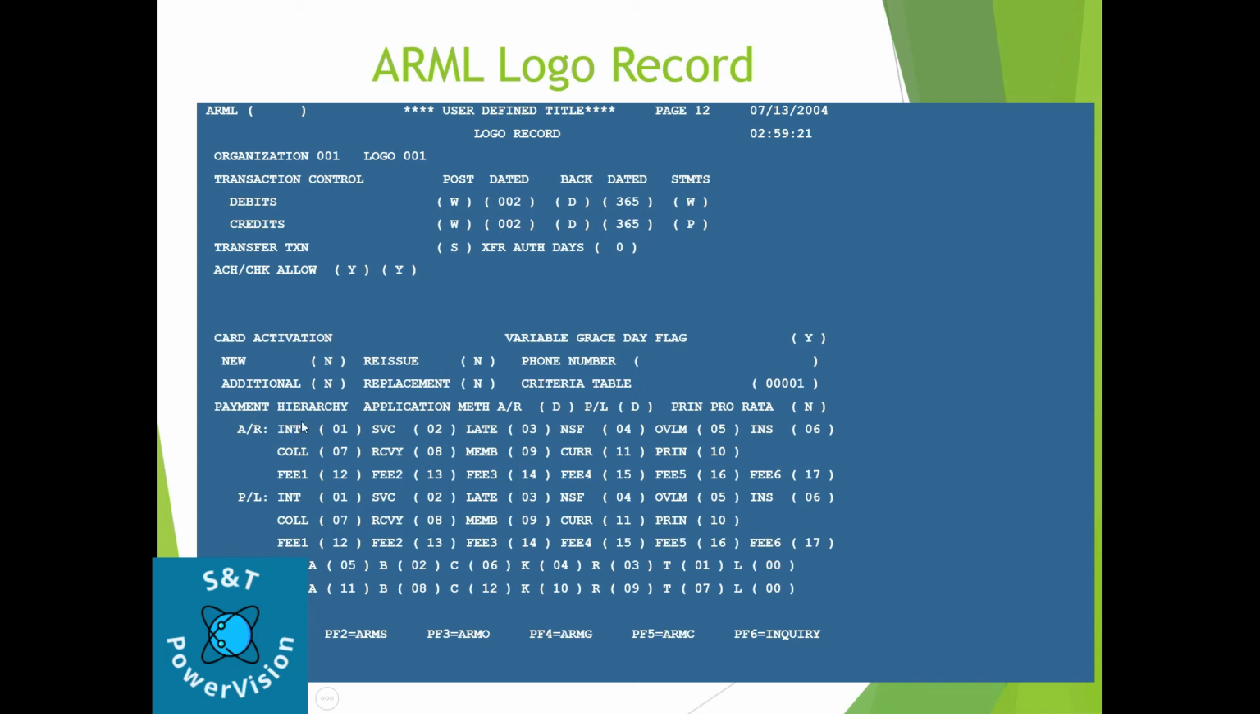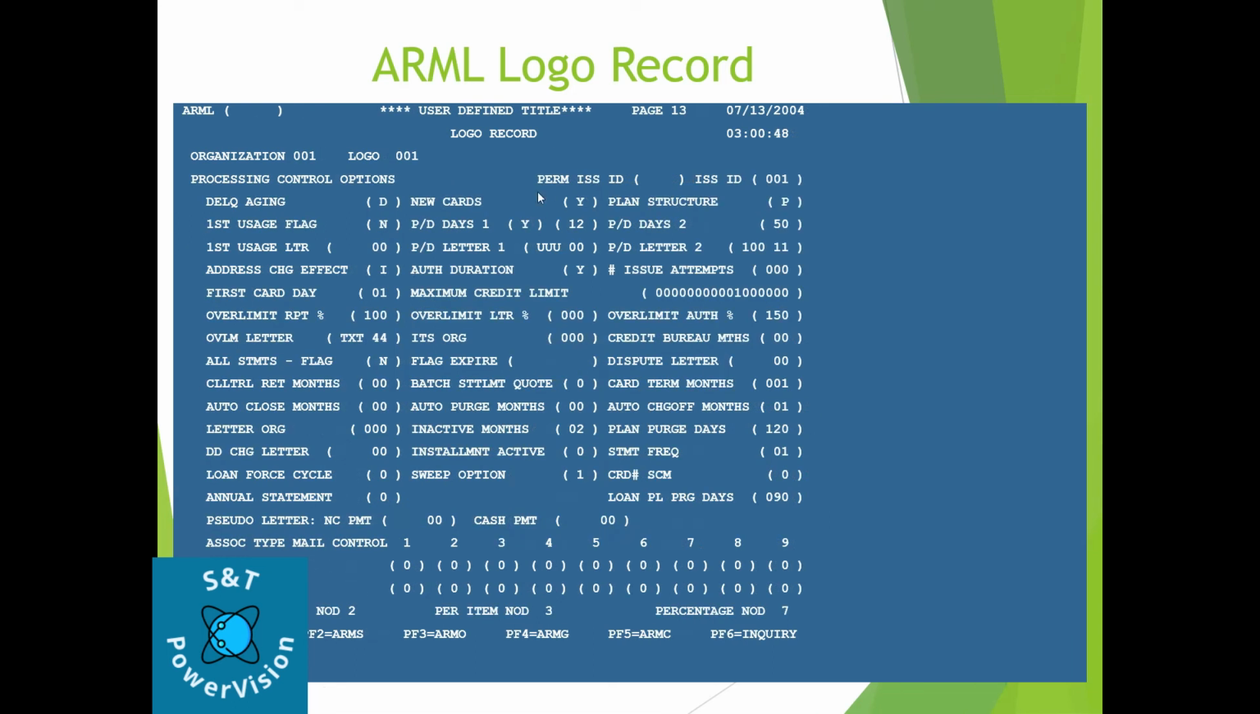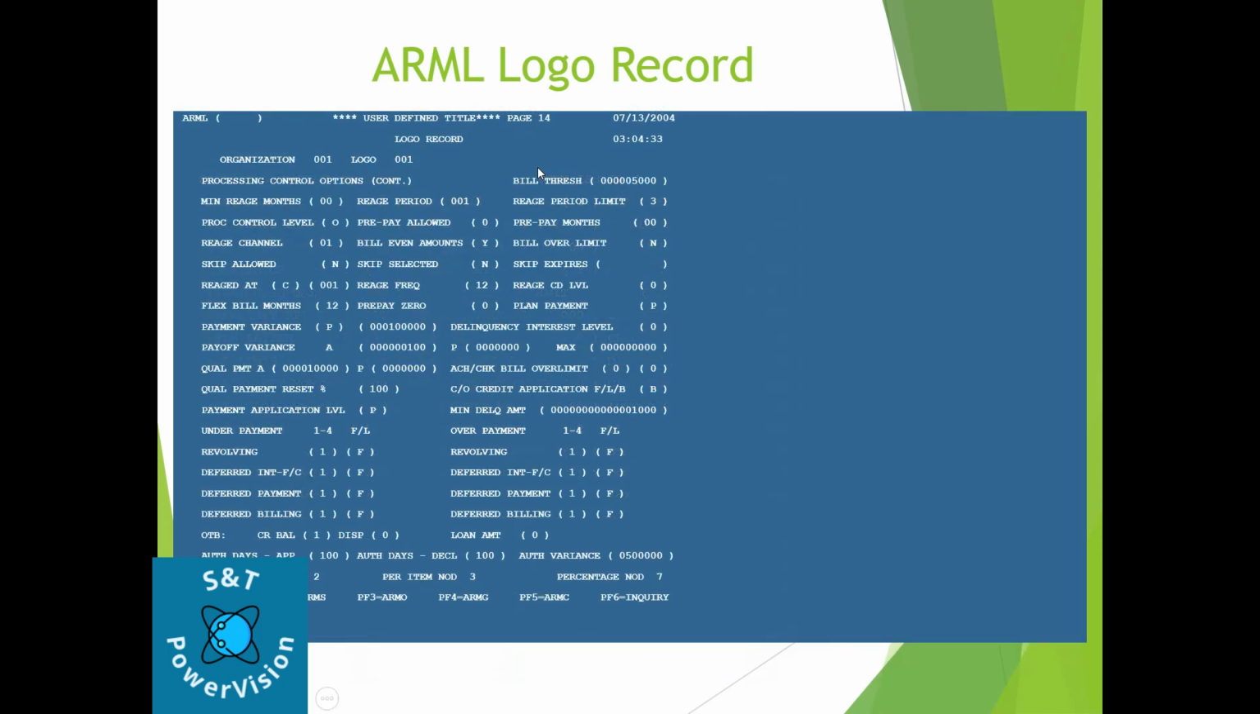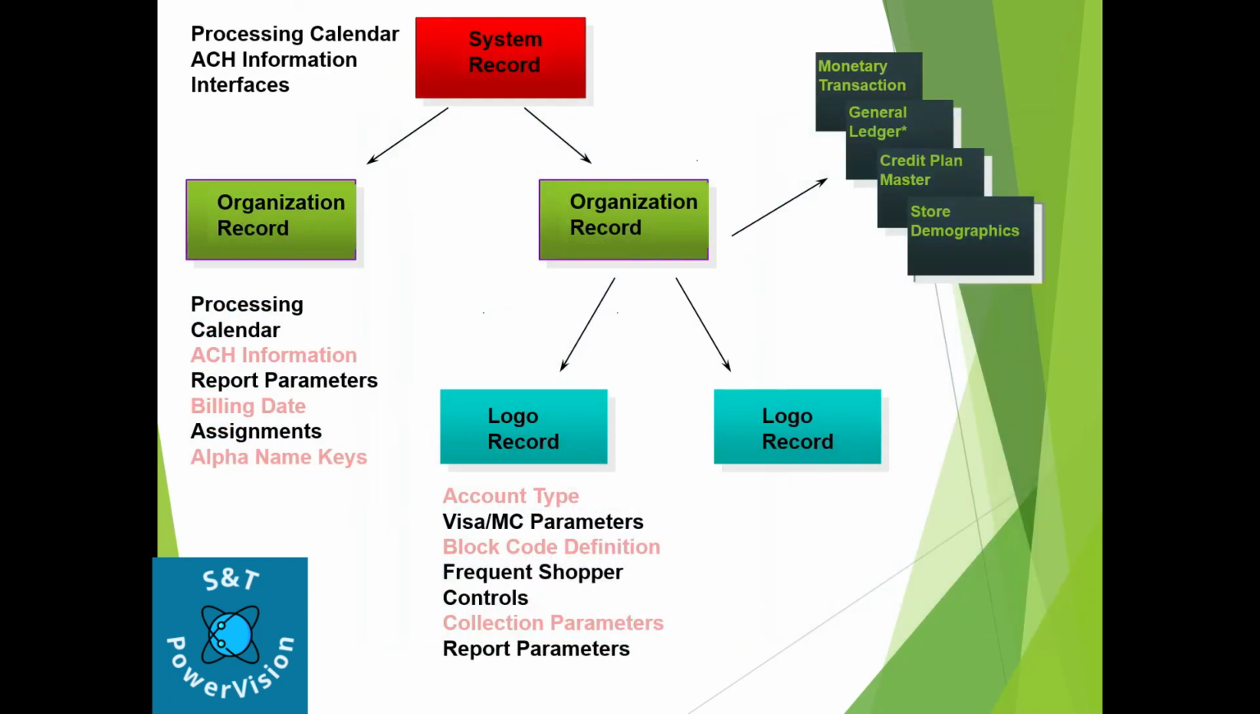Now here is the payment hierarchy. Suppose a customer has made a payment, then how it will be distributed, what the different components are and what their priority is will be defined here. As I said, logo is a very vast set of parameters. We'll share videos on those logo control records as well.